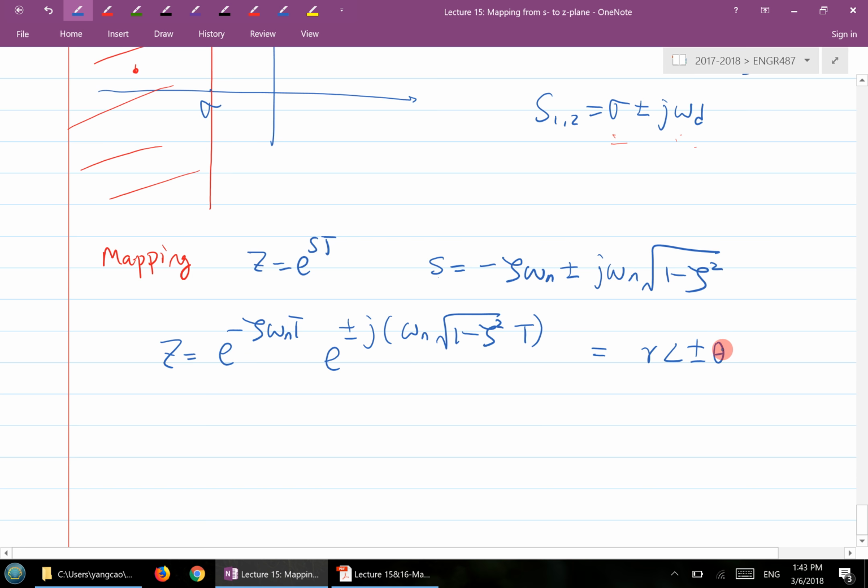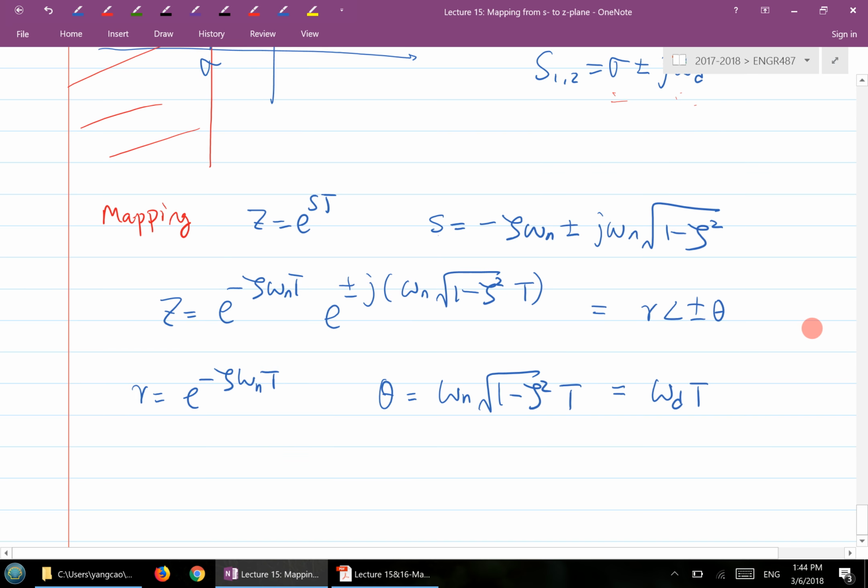After mapping you get this, and this is equal to r angle plus or minus theta. So r here equals e to the power of negative zeta omega_n T, and theta here equals omega_n square root of 1 minus zeta squared times T, or omega_d T. Okay, good. So what this information is trying to establish is, remember, the mapping here is from continuous S to Z.